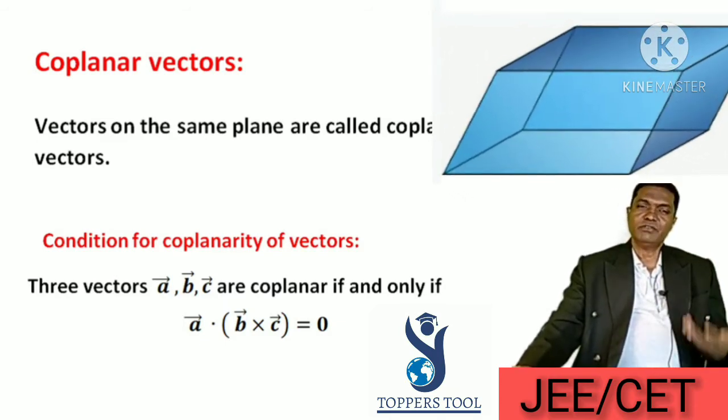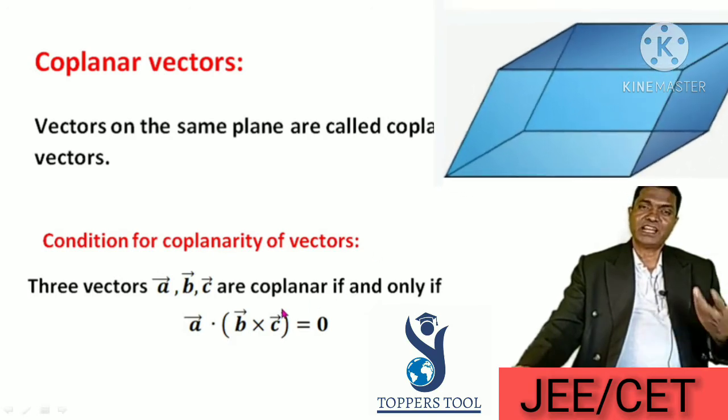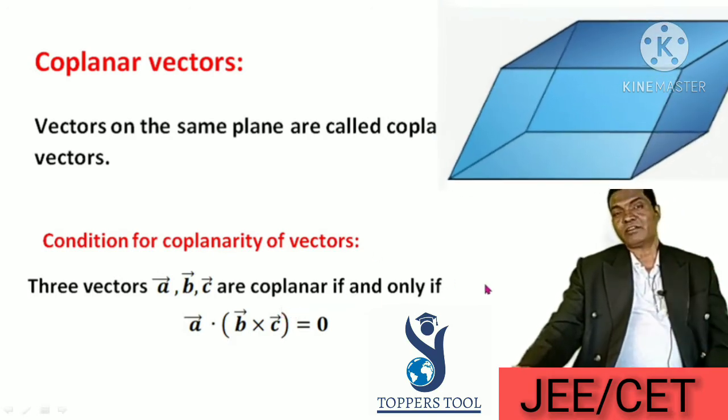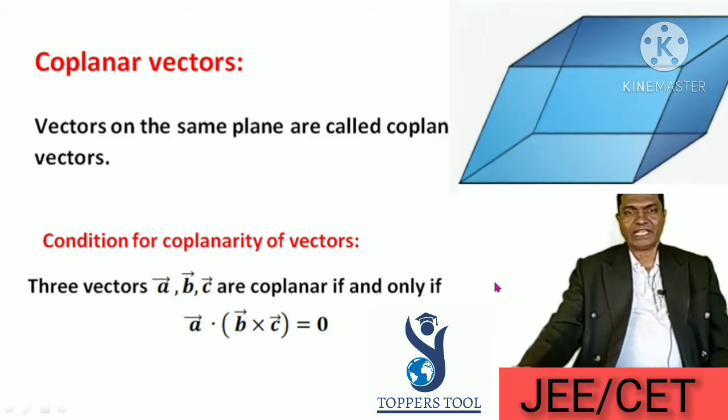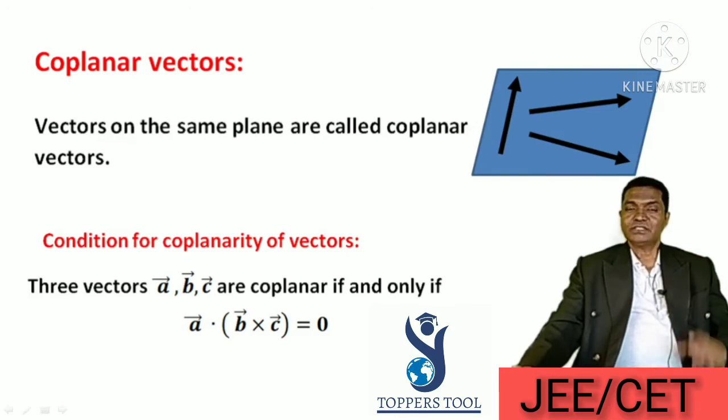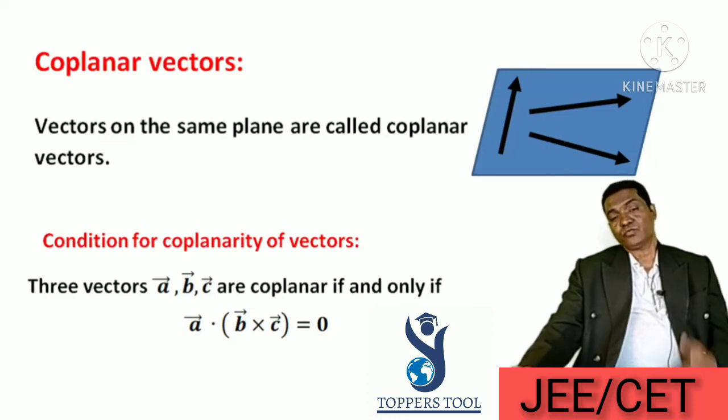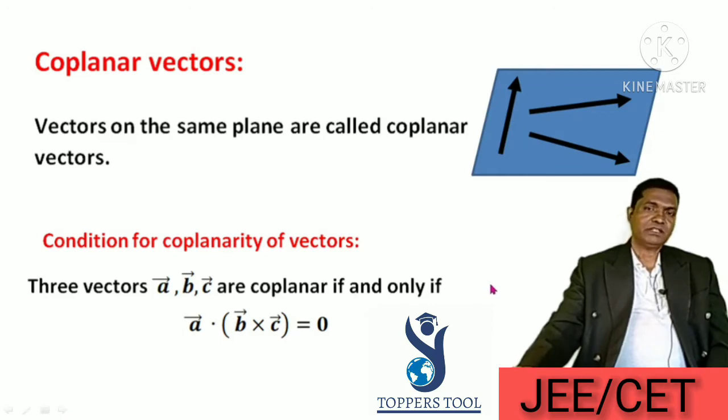So you have to simply say that if the scalar triple product is 0, or the volume of the parallelepiped is 0, then the three vectors will lie on the same plane. In order to prove that three vectors are coplanar, you have to prove that their scalar triple product is 0. I will not be proving this theorem, I will just be stating it. If anybody wants the proof, then please comment. It can be explained. Our aim is to apply this scalar triple product.